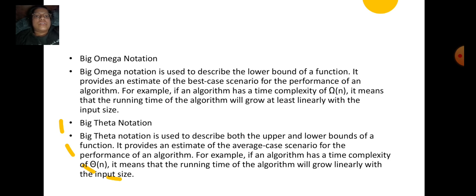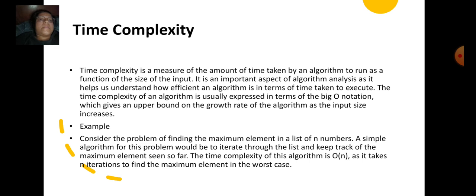Big theta notation is used to describe both the upper and lower bound of a function. It provides an estimate of the average case scenario for the performance of an algorithm. For example, if an algorithm has a time complexity of big theta n, it means that the running time of the algorithm will grow linearly with the input size.